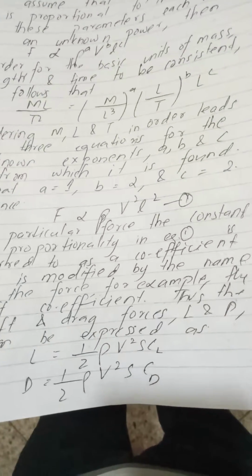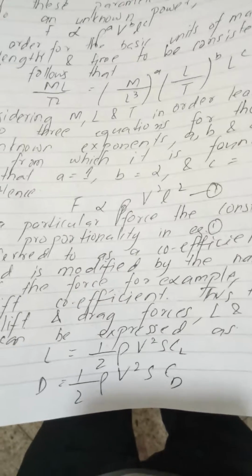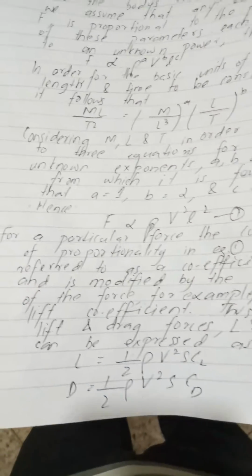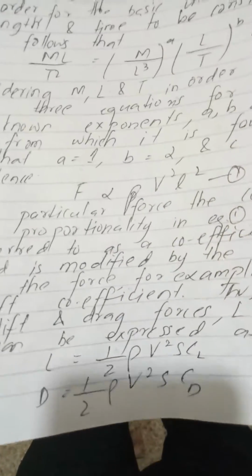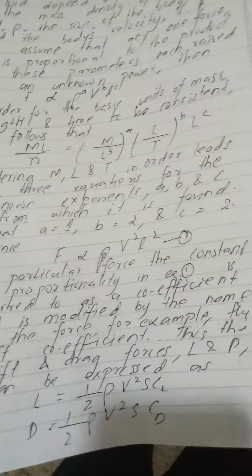Considering M, L, and T in order leads to three equations for the unknown exponents a, b, and c, from which it is found that a is equal to 1, b is equal to 2, and c is equal to 2 as well. Hence, F is directly proportional to rho V squared L squared. That is equation 1.